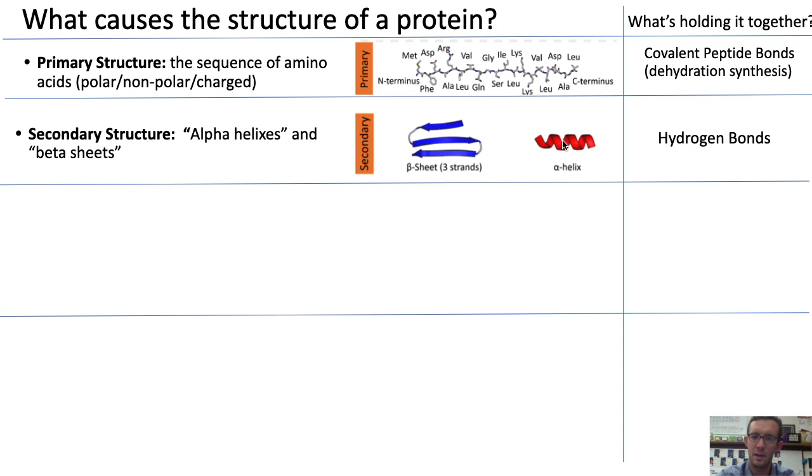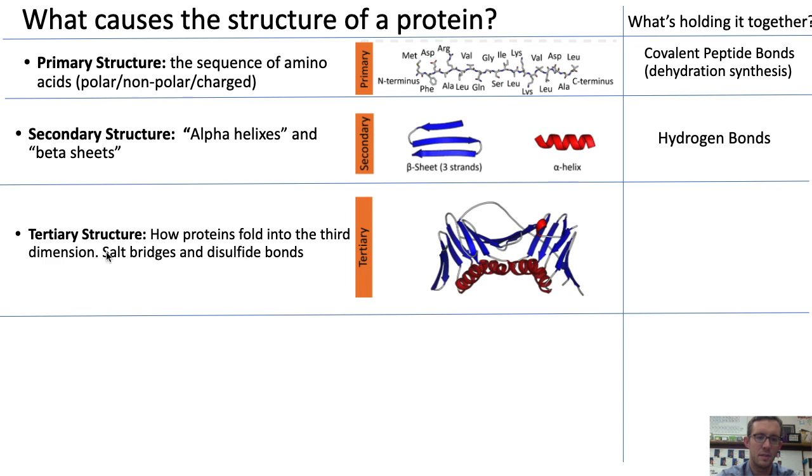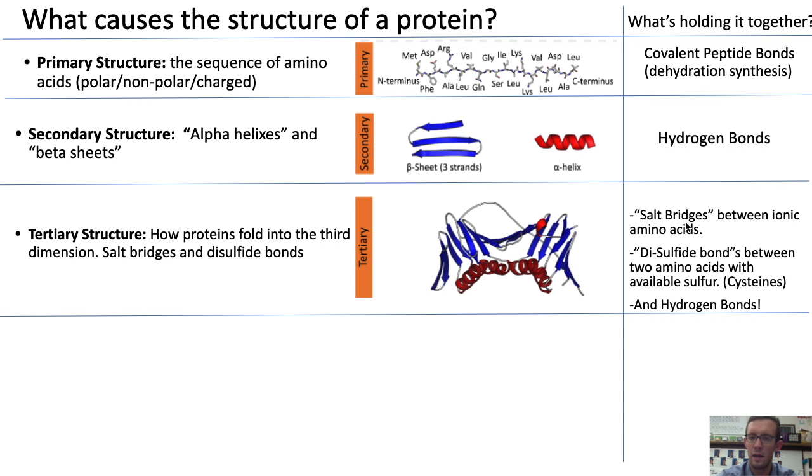Now these secondary structures, the alpha helixes and beta sheets, can fold too into three-dimensional shapes called tertiary structures. You can see here where these beta sheets and alpha helixes have started to kink and fold into three-dimensional structures. What causes this tertiary folding are things like salt bridges between the ionic amino acids, or disulfide bonds between amino acids with available sulfur in them.